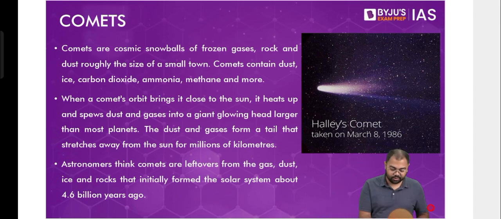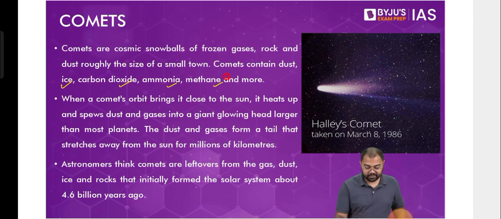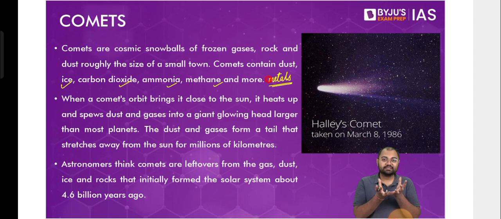Now, the surface will be made of ice, carbon dioxide, ammonia, methane, and there can be other metals as well. There can be metals, minerals, and again frozen gases, ice, etc., plus dust particles, and all these things will make up the core of this comet. And then after that, what we see is that a comet also has an orbit around the sun, a fixed orbit around the sun.